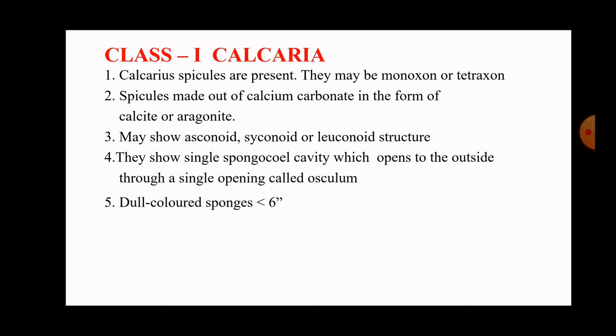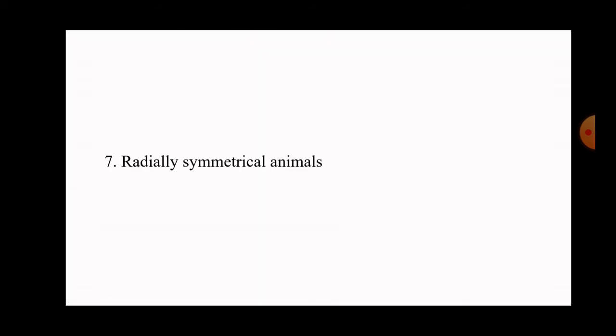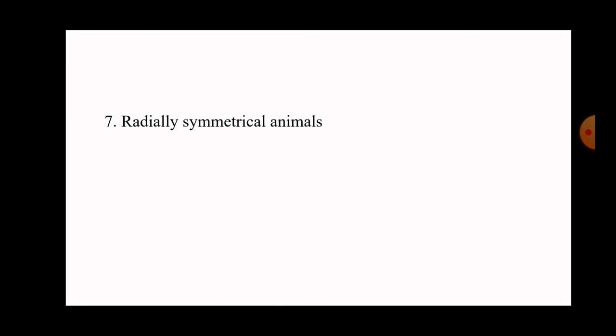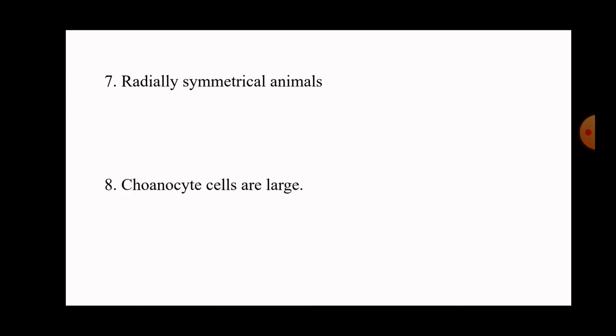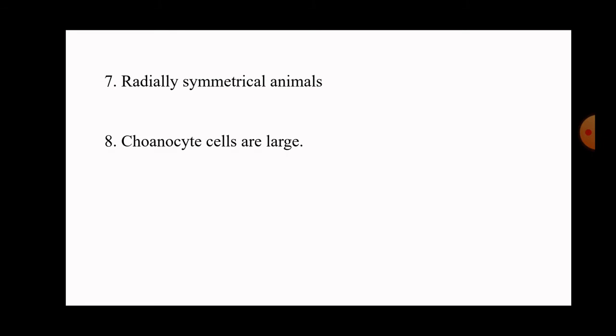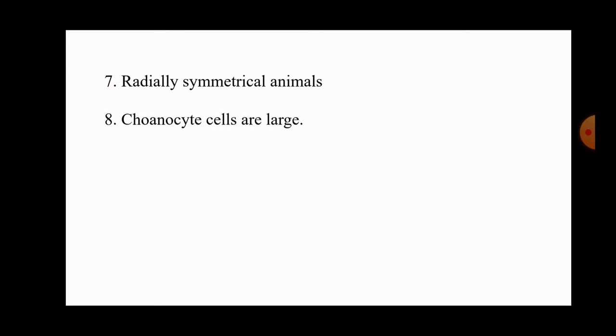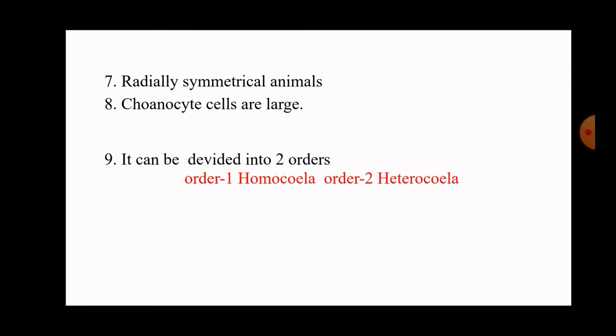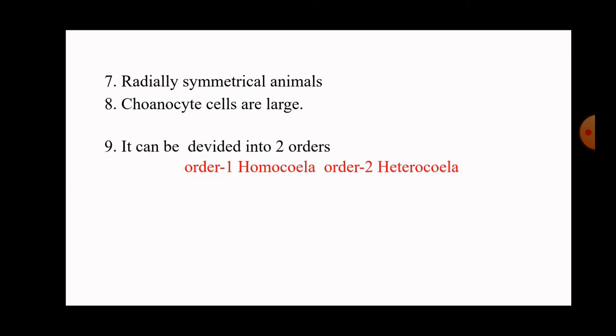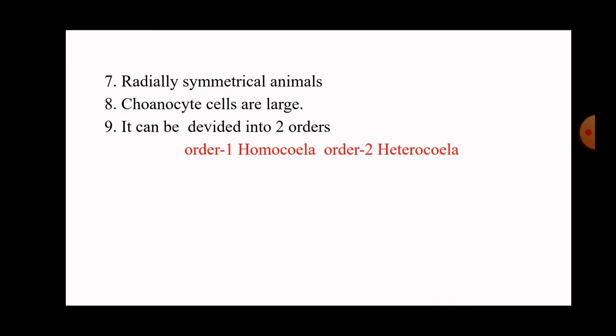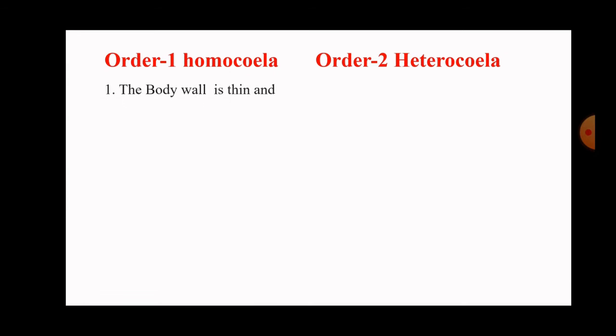All these are chalk sponges. They may grow up to less than 6 inches. These sponges occur in shallow waters. These sponges have radial symmetry in the body. Choanocyte cells which are present in this class are very large. This class can be divided into two orders, order 1 Homocoela and order 2 Heterocoela. Let us see order 1 Homocoela and order 2 Heterocoela.